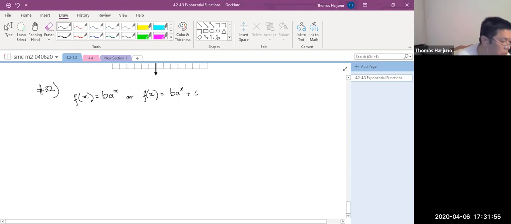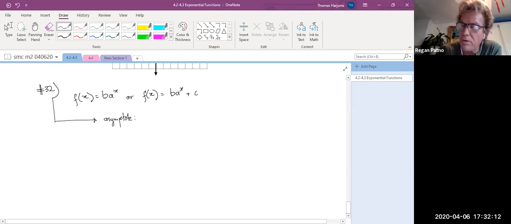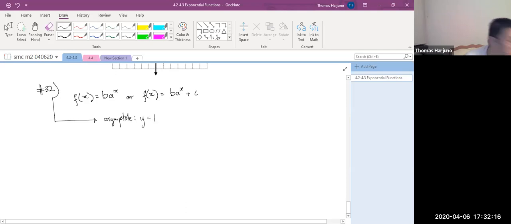Now, take a look at number 32. What do we see in number 32 from the graph? Maybe the asymptote first. What's the asymptote? y equals 1. Okay, now once we know the asymptote is y equals 1, we actually know something there right away.